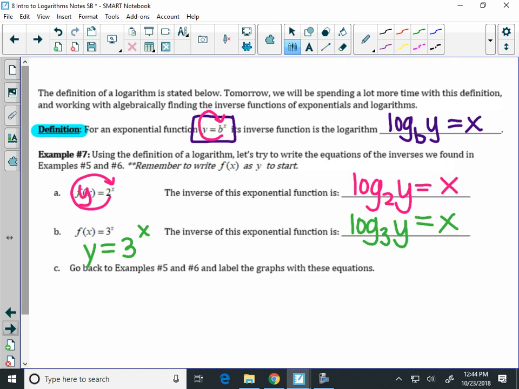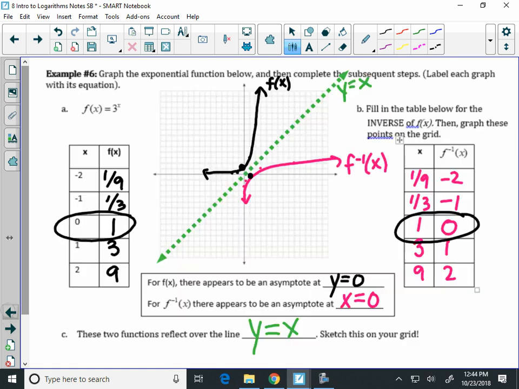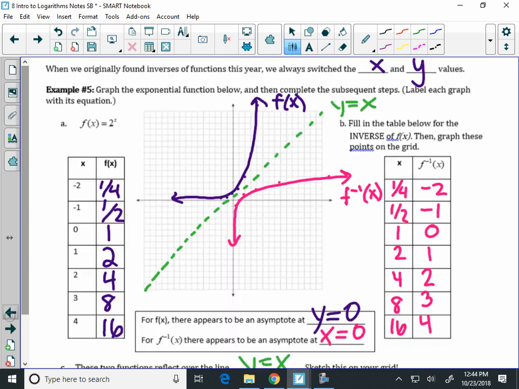So real quick before we're done, let's go back to the graphs and let's relabel these. You just wrote the equation. So this f inverse graph here, that's your log base 3 of y equals x. So it's not just the inverse anymore, it's a logarithm. And when you go back to example 5, this is log base 2 of y equals x. It'll make a little more sense tomorrow, but for now we just have the definition.